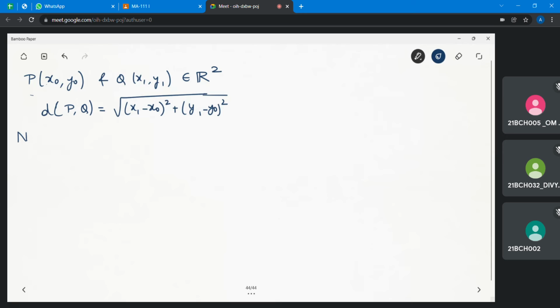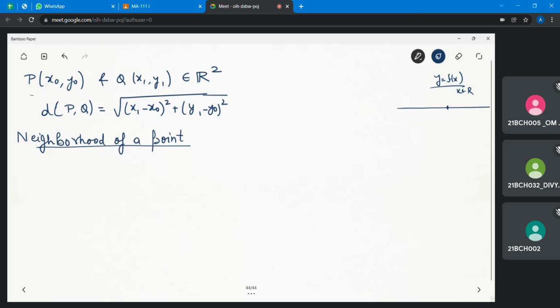Now the next question is, what is the neighborhood of a point when we are talking about a function of two variables? First, for one variable, let us suppose x belongs to R. If I want to look at the neighborhood of this x, we look at some small interval on the right hand side and left hand side both. This is called the delta interval when we are talking about a function of one variable.